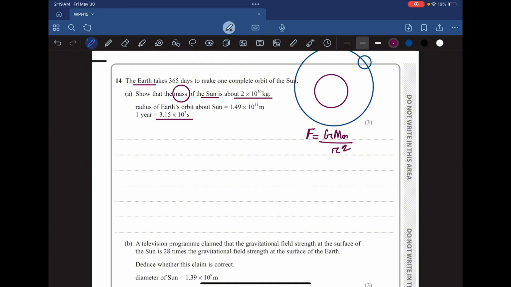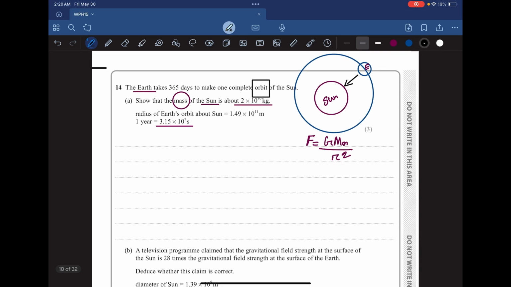So let's talk about the gravitational force exerted by the Sun on the Earth. This is my Sun and this is my Earth. The Sun is exerting a gravitational force on the Earth in this direction, and as the Earth is orbiting the Sun, it is moving in a circular motion, right? There must be a centripetal force acting on it, and that centripetal force is exerted by the Sun on the Earth in the form of the gravitational force.